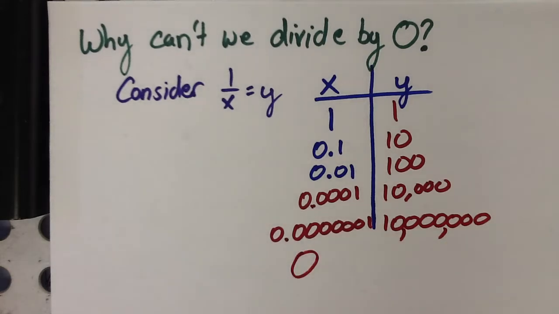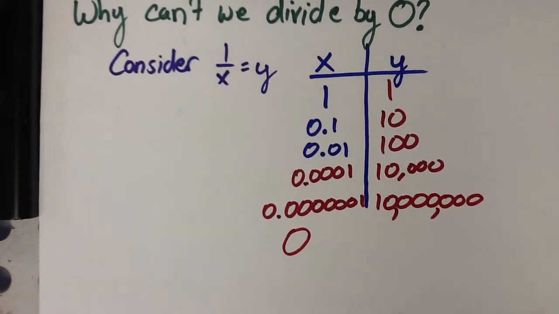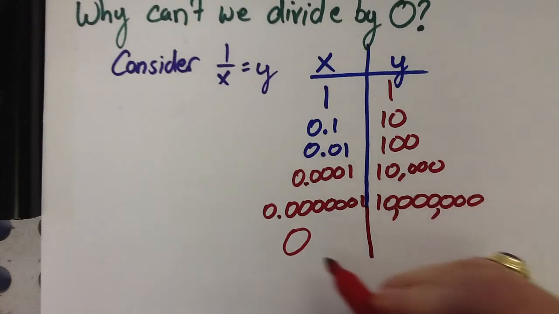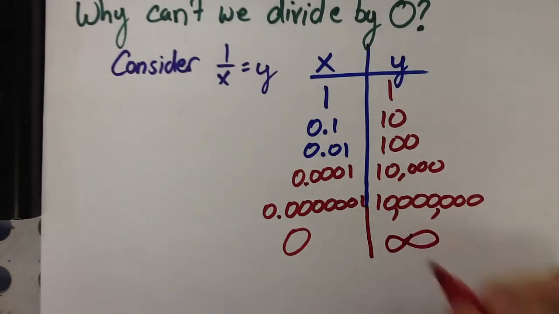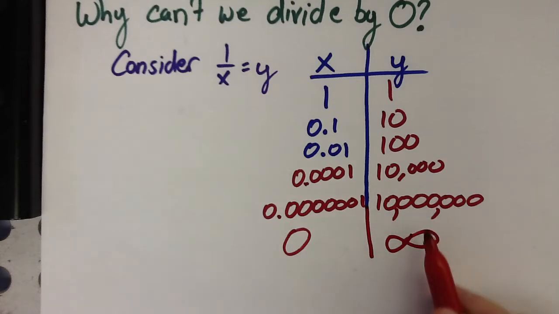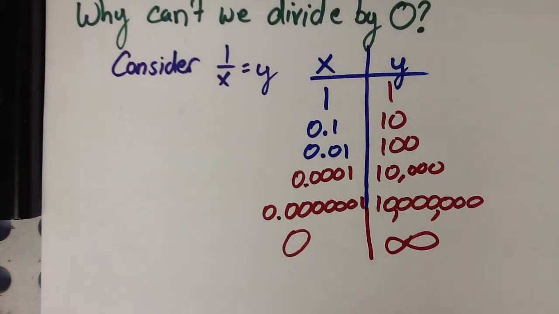We can't really divide by 0. We never can get there. But if we were able to divide by 0, we would eventually be at infinity. And that's the reason why you can't divide by 0. If you try to divide by 0, the answer is infinity.